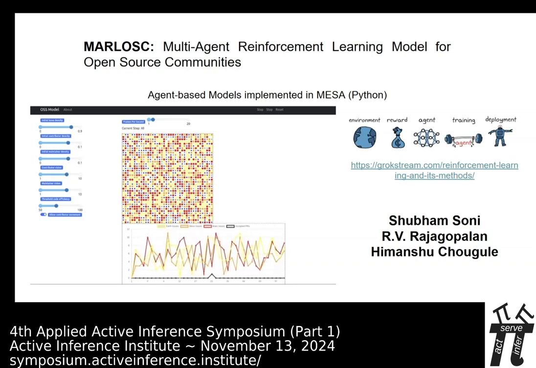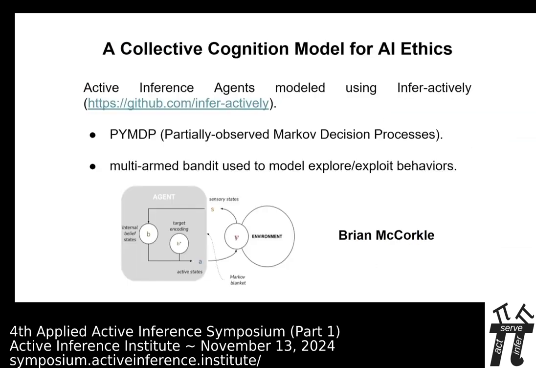So this is, again, where you're creating these projects, you're using these sets of issues, and you're measuring their ability or their competence to solve those problems. And so Shubham Soni, R.V. Rajagopalan, and Himanshu Shogul were all involved in this work over the past several years. We've been doing these kinds of reinforcement learning models for understanding open source sustainability.